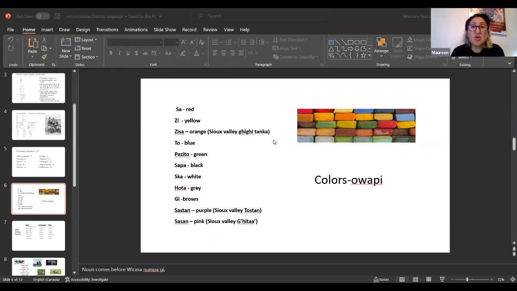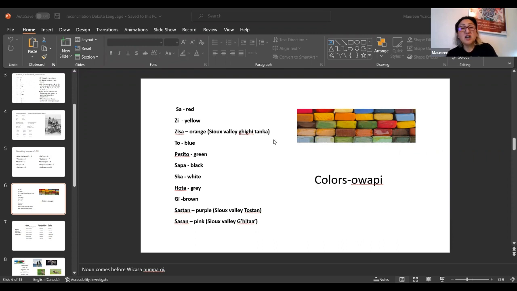Gray is hota. Again, this is the H that you're going to use aspirated. It's coming from your esophagus. Hota. And brown is khi. So the G is actually a guttural aspirated sound. Khi.